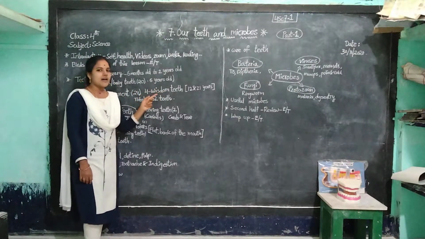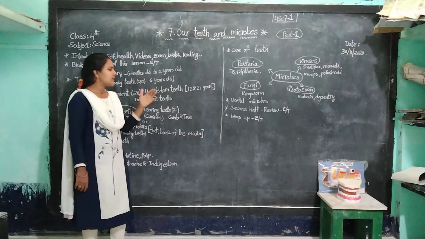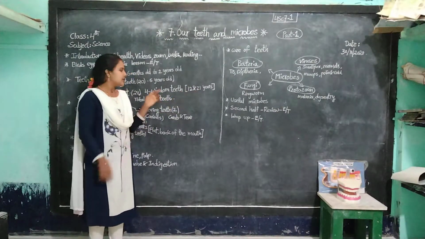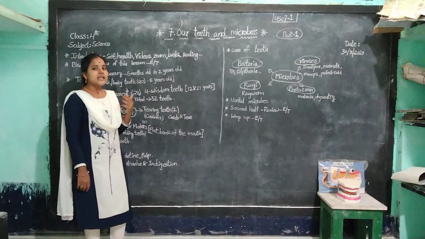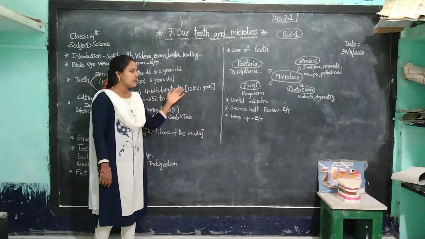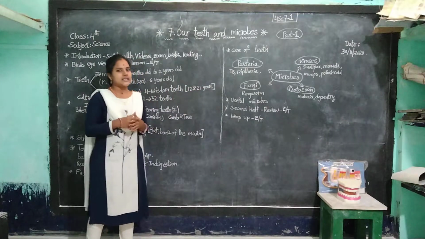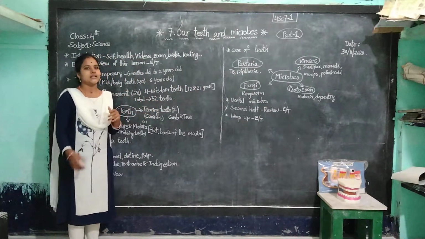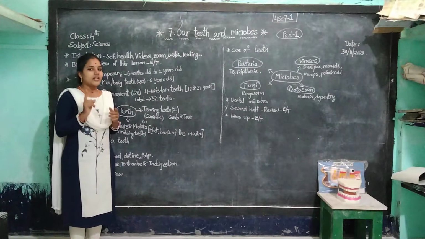The wisdom teeth come in between the age of 12 and 21 years. Okay, children, the wisdom teeth come in between the age of 12 and 21 years. Totally we have 32 teeth. How many teeth, children? Very good.